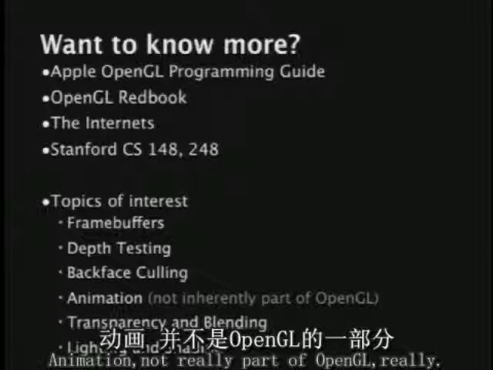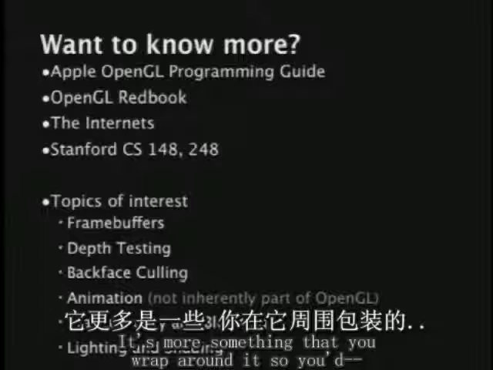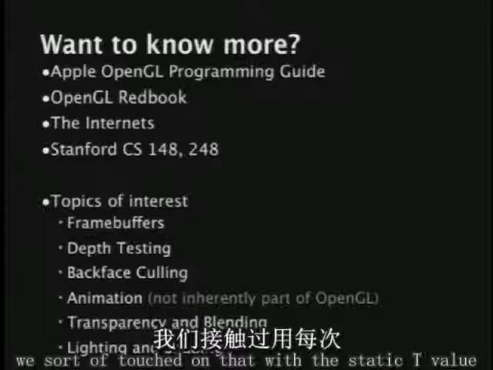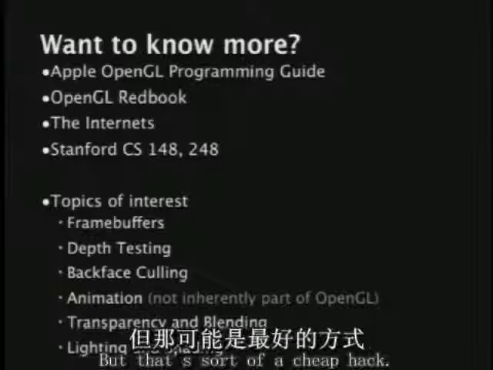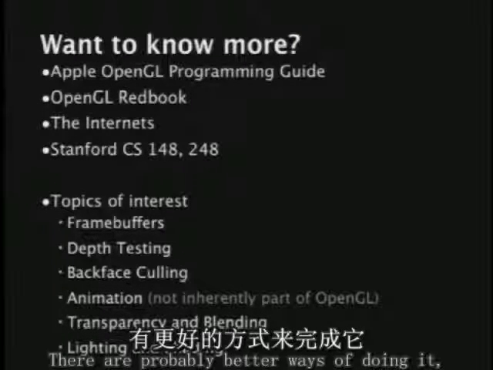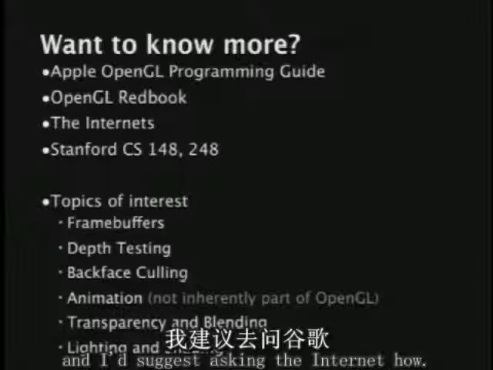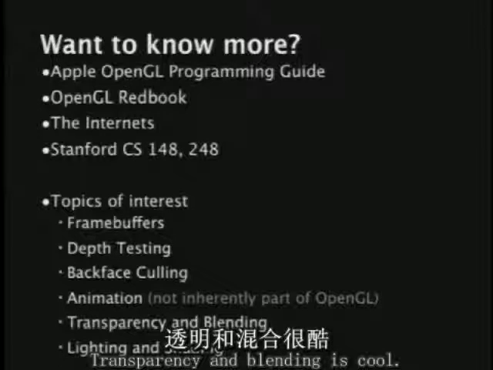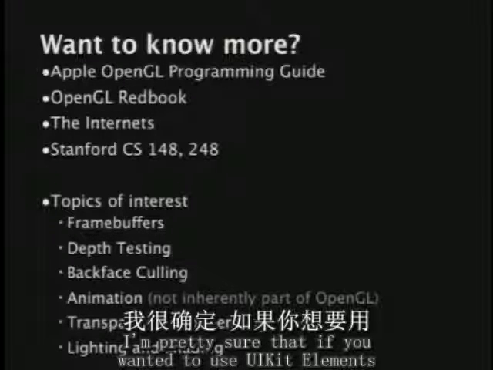Animation, not really part of OpenGL. It's more something that you wrap around it. We touched on that with the static t value that increases every time it renders, but that's sort of a cheap hack. There are probably better ways of doing it, and I'd suggest asking the internet how. Transparency and blending is cool.